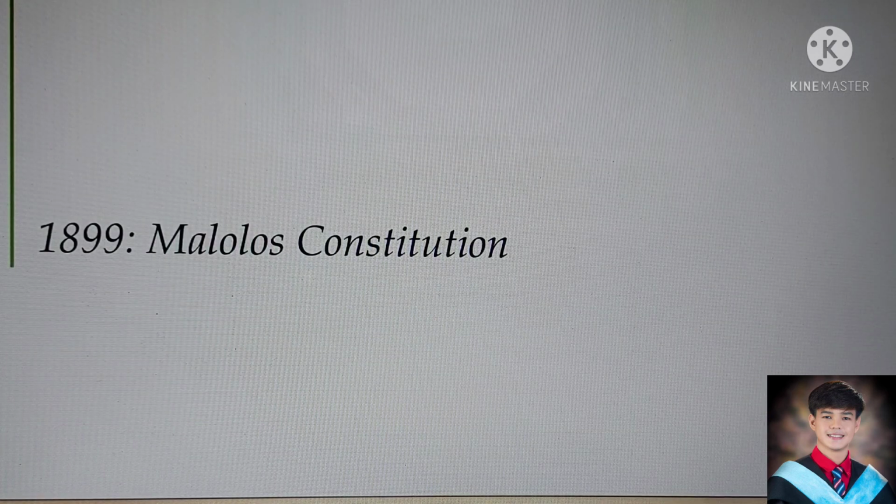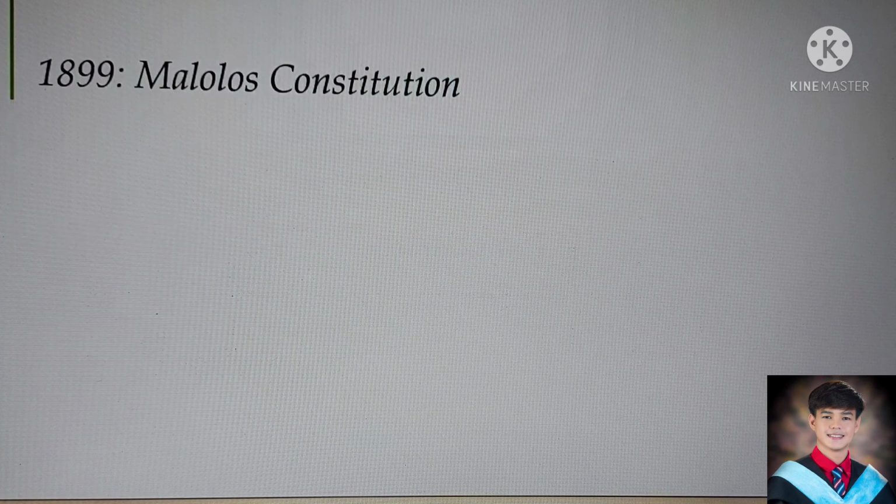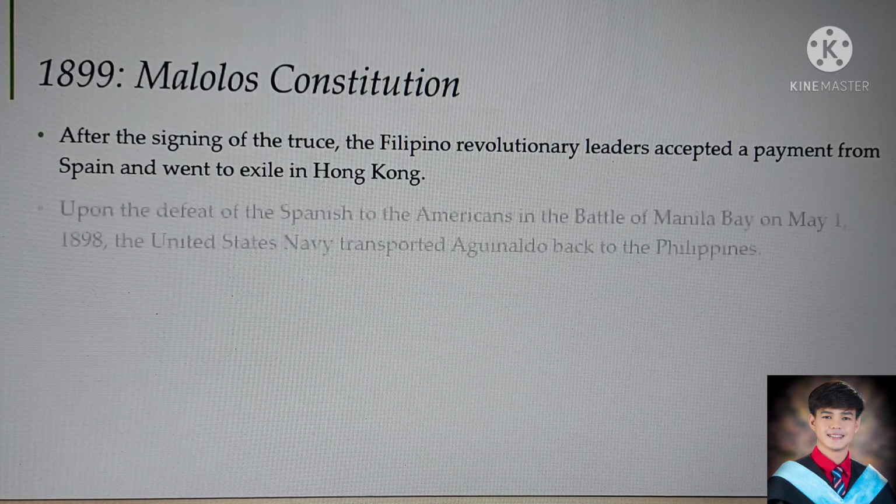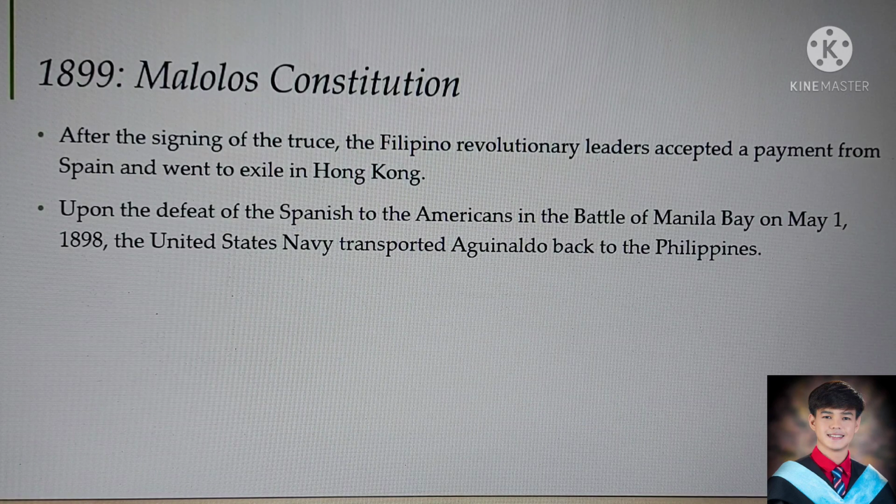Okay, the next one is 1899 Malolos Constitution. After the signing of the truce, the Filipino revolutionary leaders accepted the payment from Spain and went to exile in Hong Kong. Upon the defeat of the Spanish to the Americans in the Battle of Manila Bay on May 1, 1898, the United States Navy transported Aguinaldo back to the Philippines.